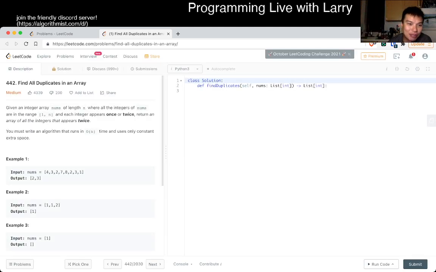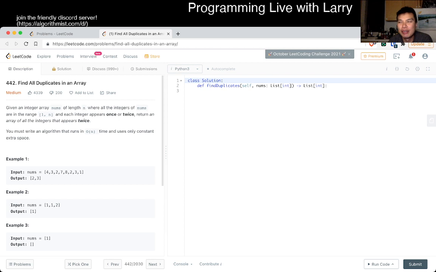Anyway, today's problem is Find All Duplicates in an Array. Given an array nums of length n, where all the integers of nums are in the range 1 to n, return all the integers that appear twice. Okay.